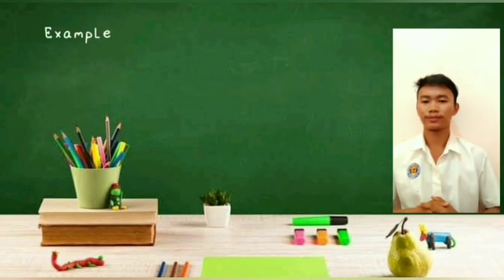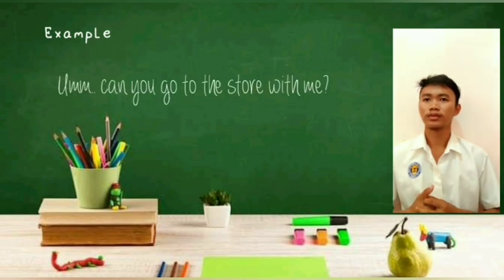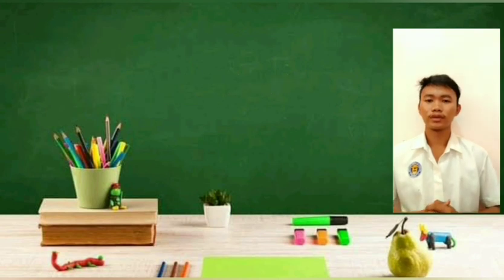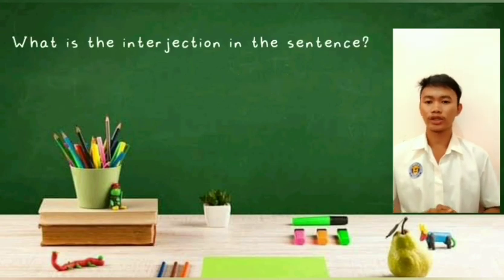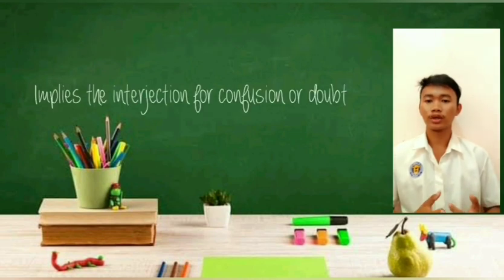Next example. Can you go to the store with me? So what is the interjection in this sentence? The interjection in this sentence is which shows the interjection for confusion or doubt.